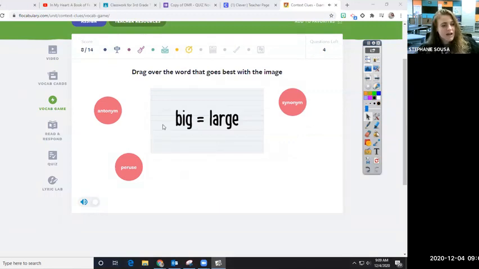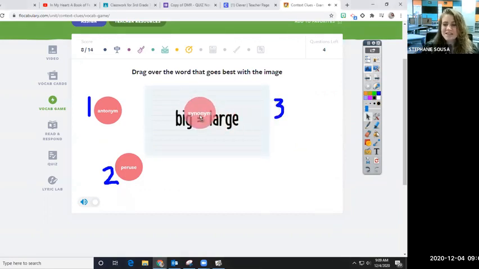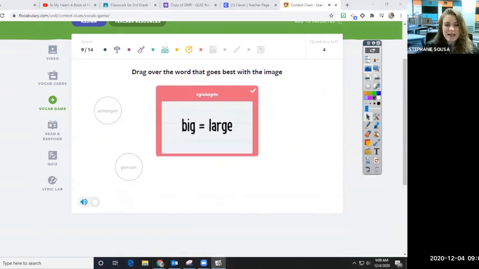All right, drag the word that goes best with the image. Big and large. Are these antonyms? Are these peruse? Or are these synonyms? Big and large. Remember, they mean the same thing. They are synonyms. Synonyms mean the same. Awesome.